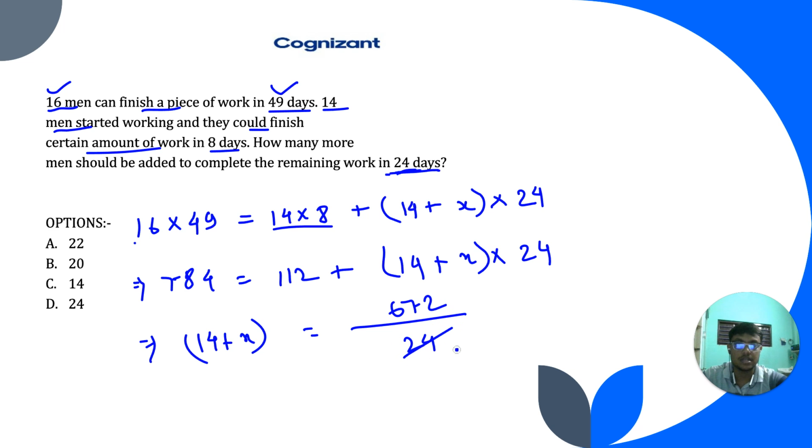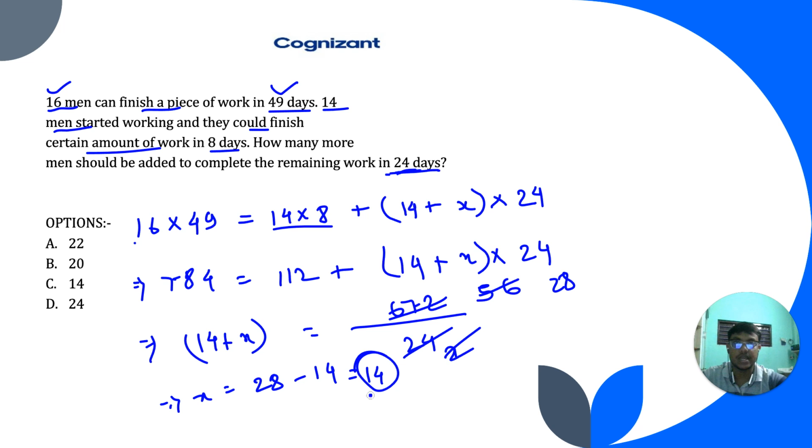Now if we calculate it by 12, 2s are 24 and 12 5s are 60, 12 6s are 72, and that would be equal to your 28, right? So x would be equal to 28 minus 14, that is equal to 14. So the extra number of men required is 14. So your option C becomes the correct answer. I hope that was clear. So let's move on to the next question.